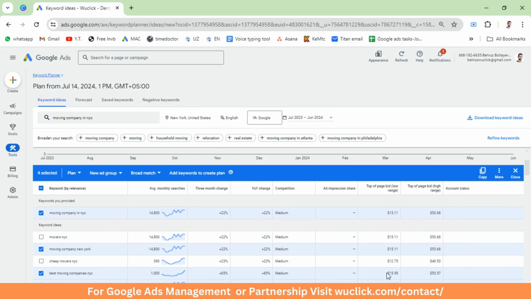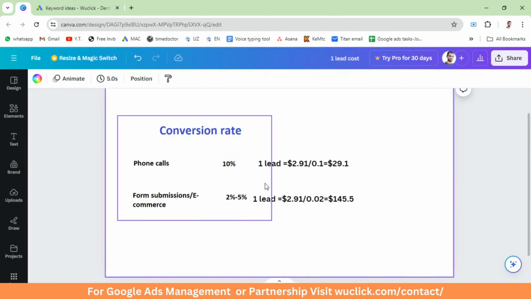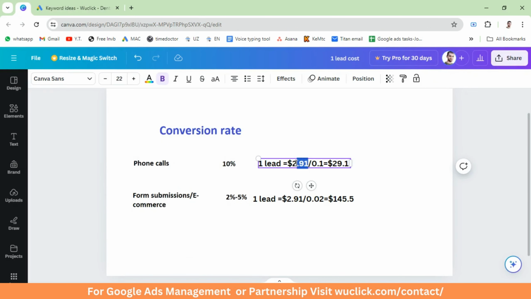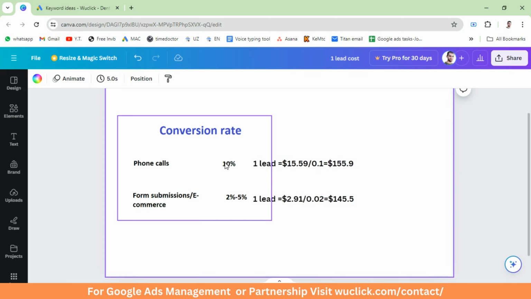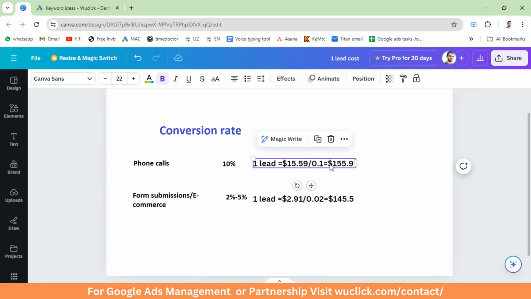And let's choose the most expensive one, $15.59, and use it here again. $15.59 divided by 0.01 is going to be $155.90. To get one lead or one phone call, you should be ready to spend $155.90. You should expect to spend that much. So you cannot expect to spend 60, 70, $80. You should be willing to spend at least $155.90.